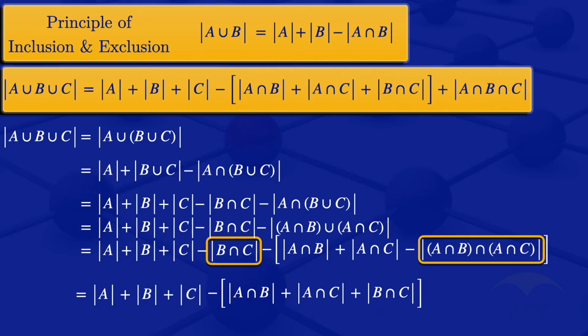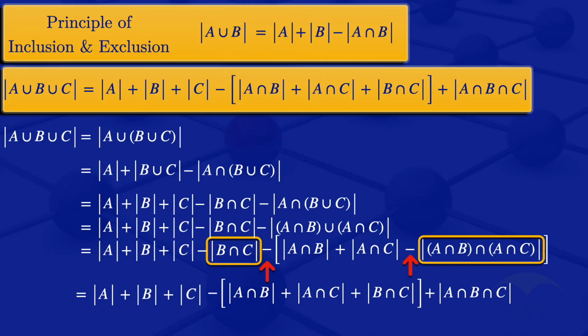But now looking at this part, we have a minus sign. And on this part, we also have a minus sign. So when you multiply those two minus signs, it will give us a positive. So that our A intersection B intersection C becomes a plus. So it will be plus the cardinality of A intersection B intersection C.